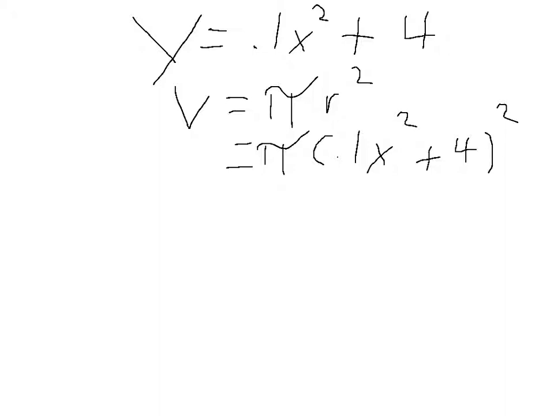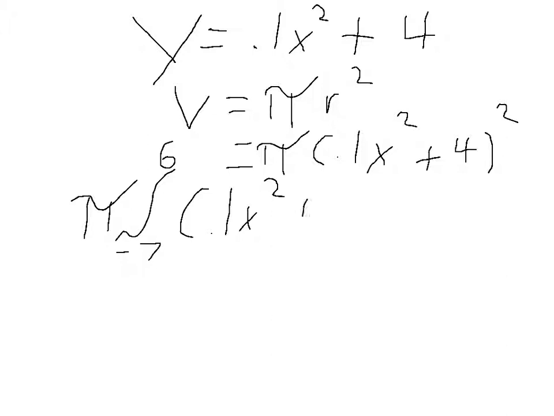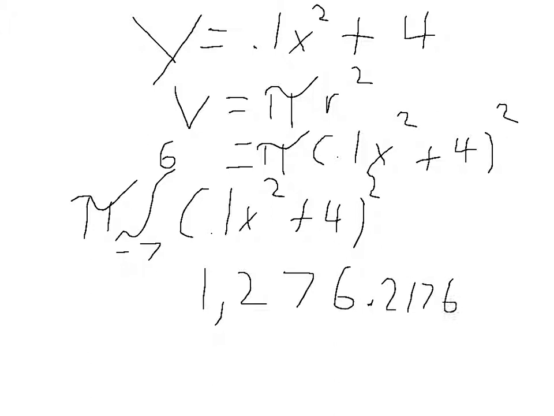And now we just have to integrate, so it would be pi, from -7 to 6, times (0.1 x squared plus 4) squared. For this, I just used the calculator, and I got a big area just because I'm integrating from -7 to 6, which is a pretty big area. So I got 1,276.2176 units cubed.